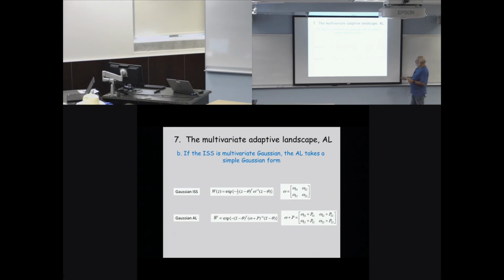So it means that these variance-like terms that describe the width of the surface are a little bit bigger, by a factor of P. If you're standardizing the two trait variances to 1 before selection, your Gaussian adaptive landscape is not a lot bigger than the individual selection surface. Even if omega 1 is 10, it's going to be 11 instead of 10. It's not going to look much flatter.